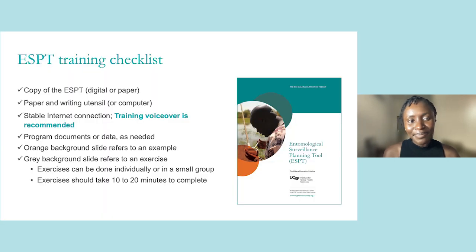Before we get started, let's do a quick review of our training checklist. First, it is useful to have a copy of the ESPT tool in front of you, either electronic or paper. Second, in order to actively participate in the exercises and to take notes, you will need either a notepad and writing utensil or a computer. Third, you will need a stable internet connection and functional speakers or earphones if you plan to use the audio voiceover.